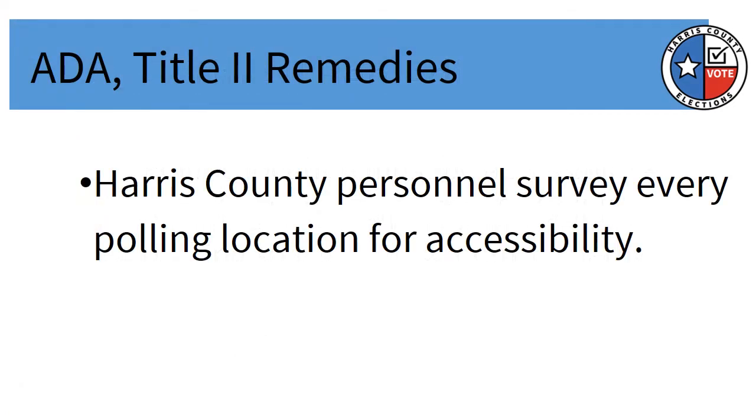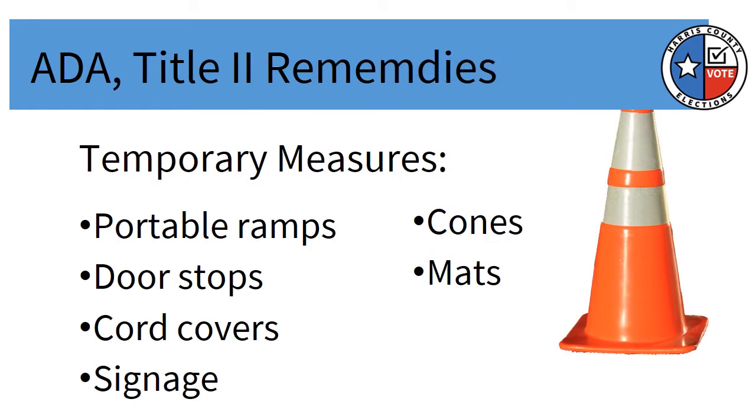When choosing vote center locations, Harris County ADA staff visit the location to ensure that it is ADA compliant. Some locations, like churches, are not required to comply with ADA. So Harris County staff identifies temporary remedies to make the location compliant for early voting or election day. Temporary remedies can include items like portable ramps, door stops, cord covers, signage, cones, or mats.